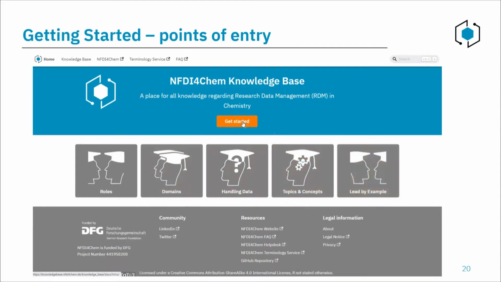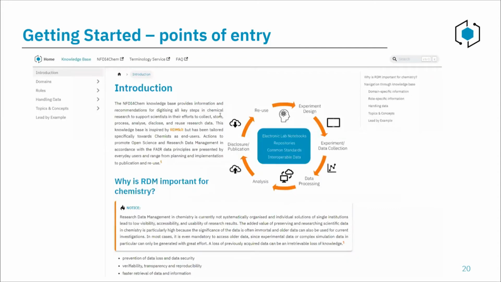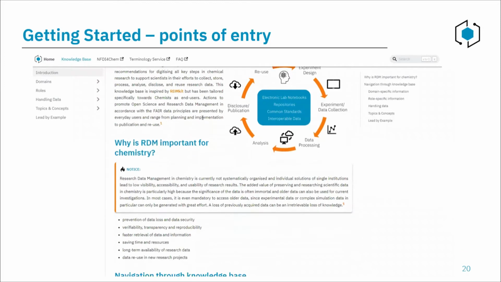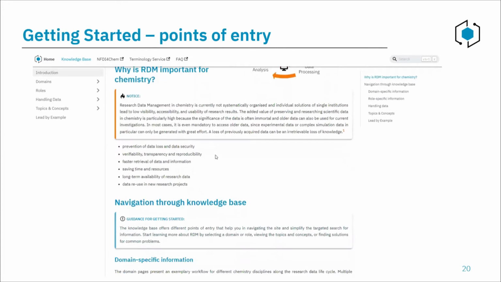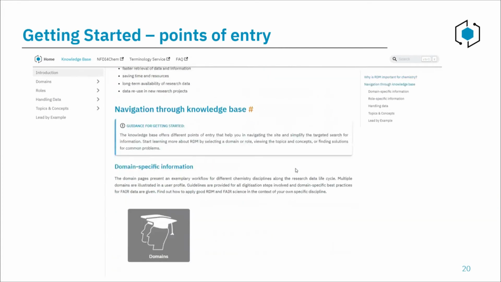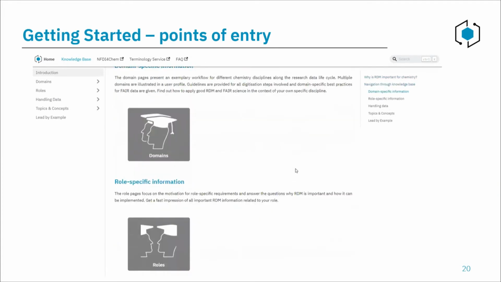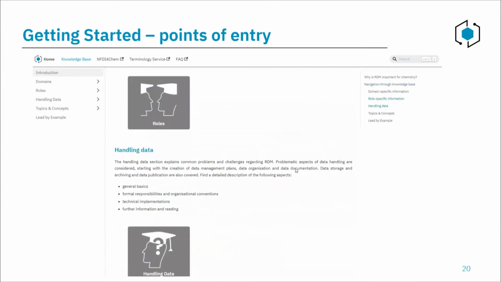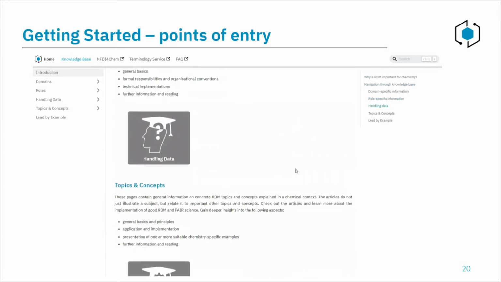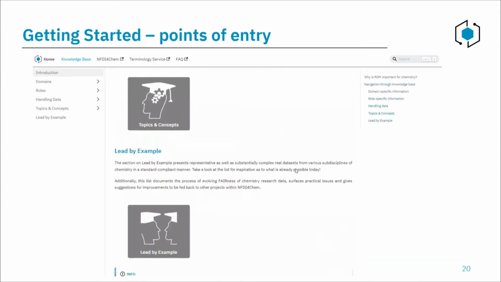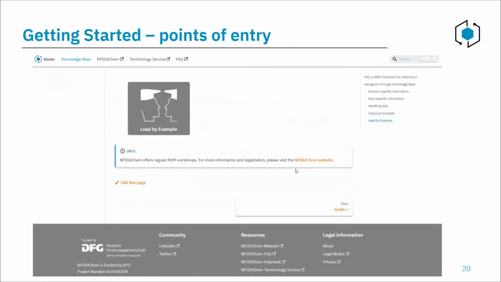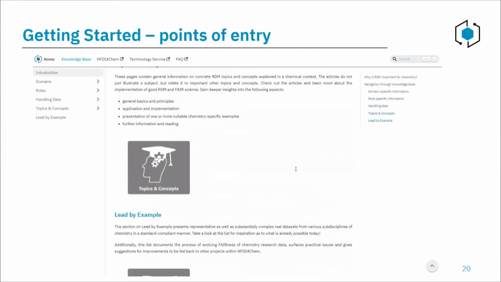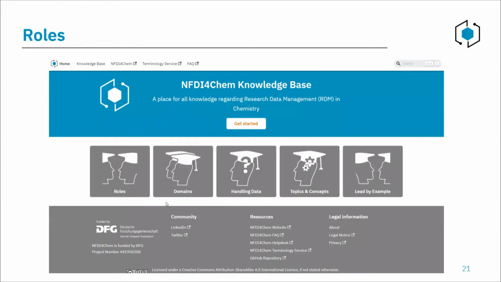Or you click on this Get Started button, and then you come to an introduction page. On this introduction page, you have some information why RDM is important for chemistry. You will learn how to navigate the knowledge base, and all the points of entry are explained in detail. So if you click on a gray button, you will directly come to this section here. So let's start with the first point of entry, which is roles.